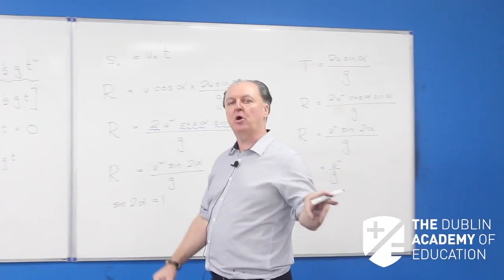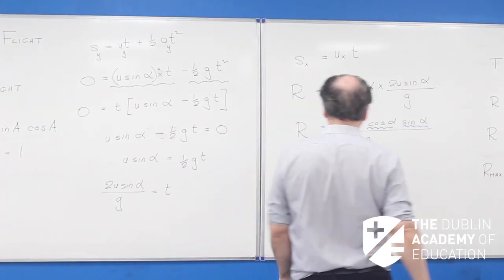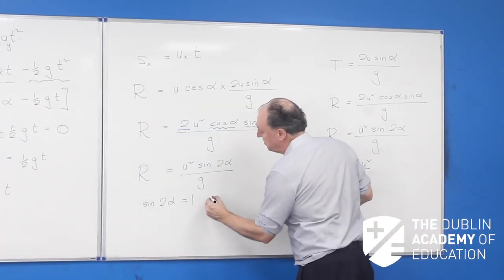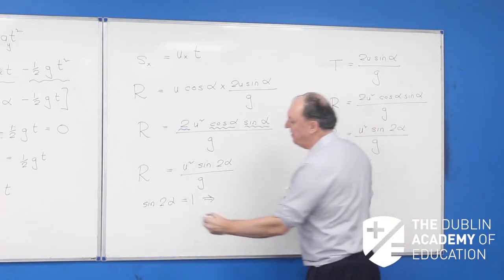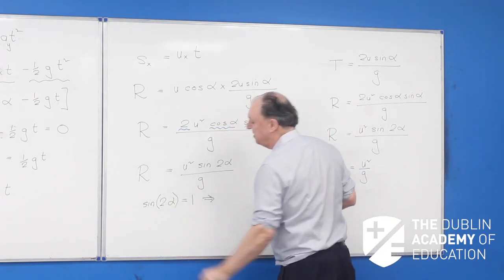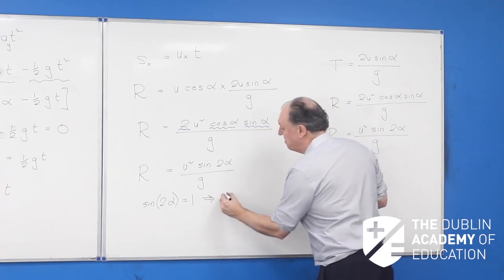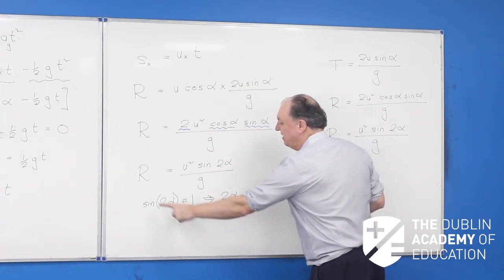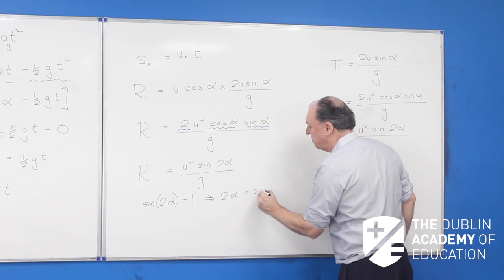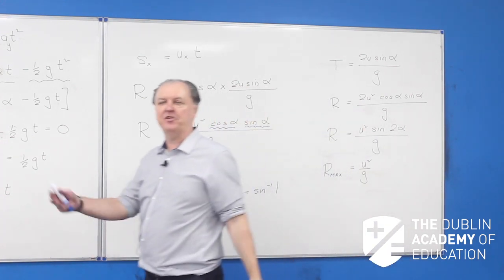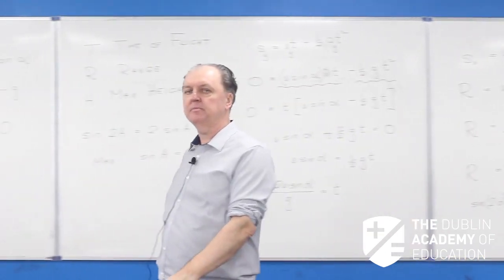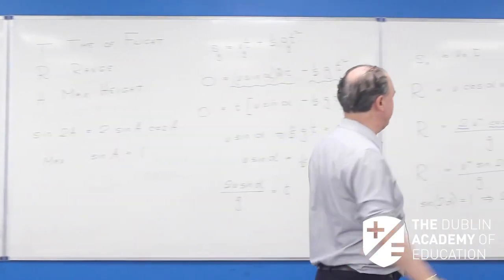What angle is that, though? Well, go to your calculator and solve for the angle. The angle there is 2 alpha. Get the 2 alpha on its own by getting the inverse sine of 1. Put the inverse sine of 1 into your calculator and you get 90 degrees.